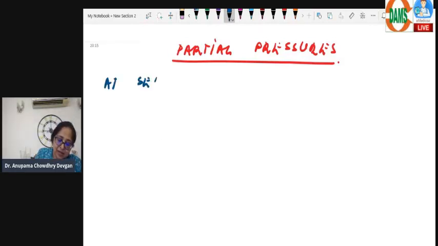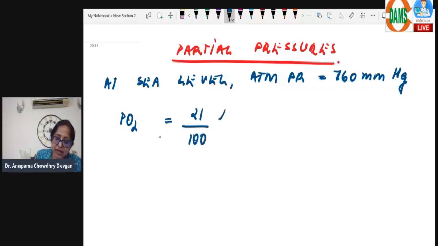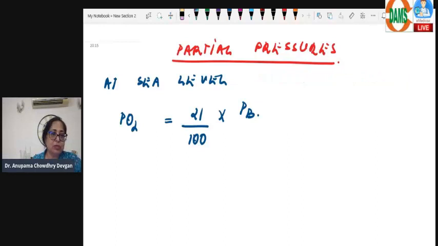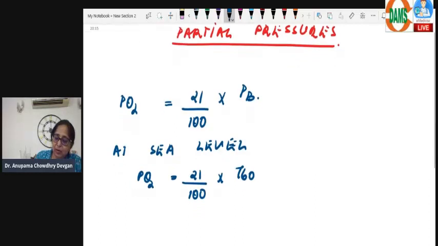Now, at sea level, the atmospheric pressure is 760 millimeters of mercury. If I want to know how much is the partial pressure of oxygen, we will take the percentage of oxygen, which is 21 upon 100, into the atmospheric pressure. At sea level, the partial pressure of oxygen will be 21 upon 100 into 760, which is 160 millimeters of mercury. This is going to be the partial pressure of oxygen.